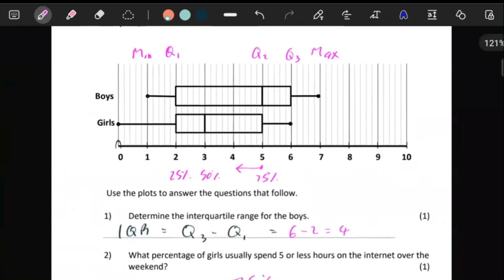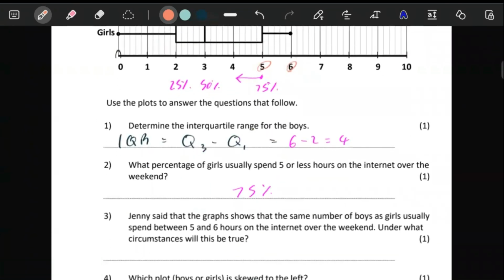So what we're seeing is between 5 hours and 6 hours, right? From 5 hours to 6 hours, it's 25% of the data for the girls because it's from Q3 to the maximum. That's 25% of the data. For the boys, it's from Q2 to Q3. That's also 25% of the data. But then here they're talking about the actual number of boys and girls.